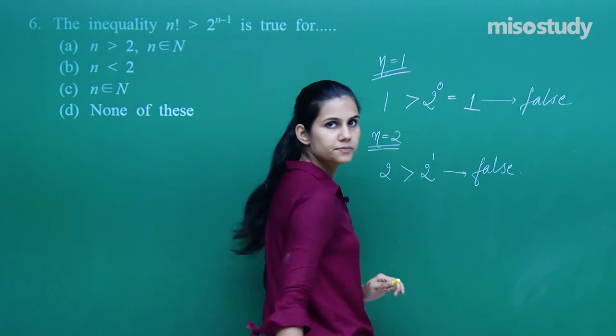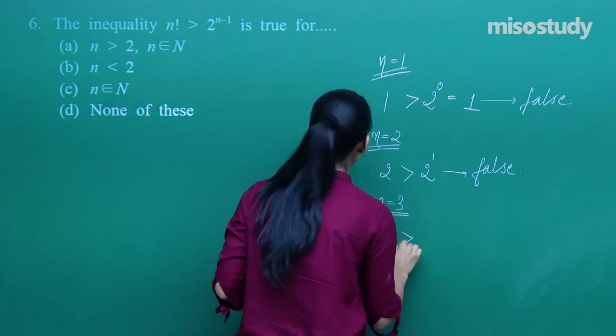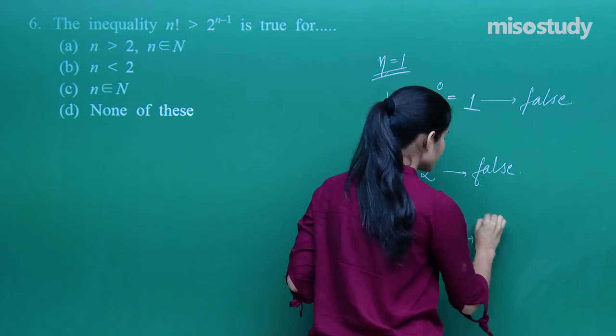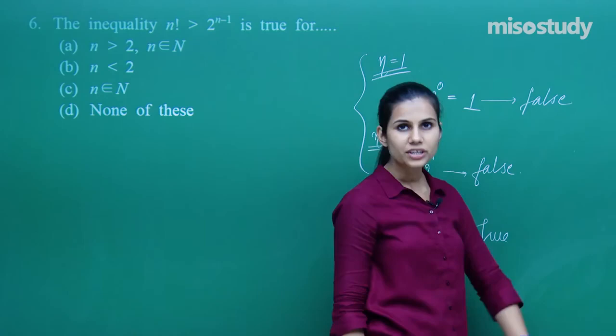If I put n equals 3, I get 3 factorial, which is 6, is greater than 2 to the power 3 minus 1, which is 2 to the power 2, which is 4. This is true. So you are getting that for n equals 1 and 2, it's not true. From 3 onwards, it's true.